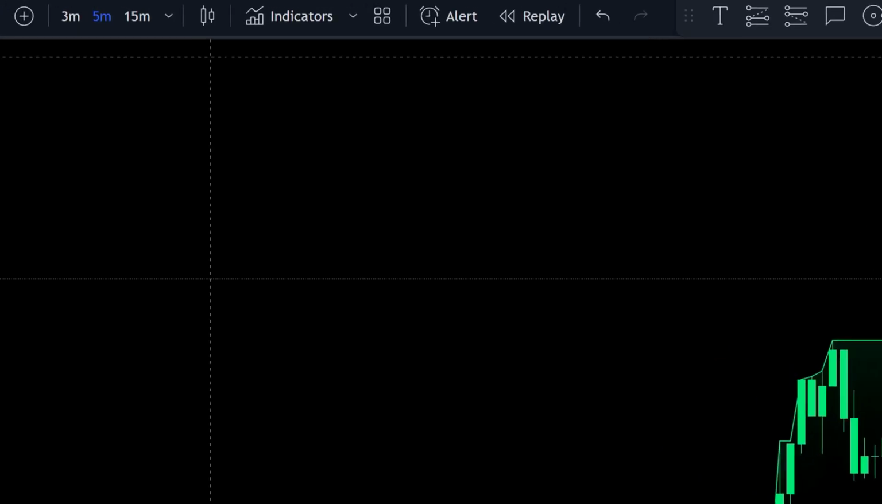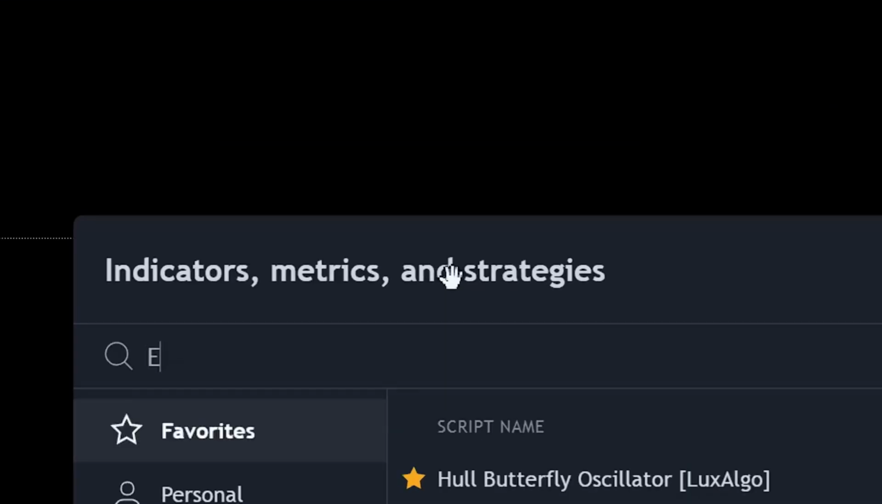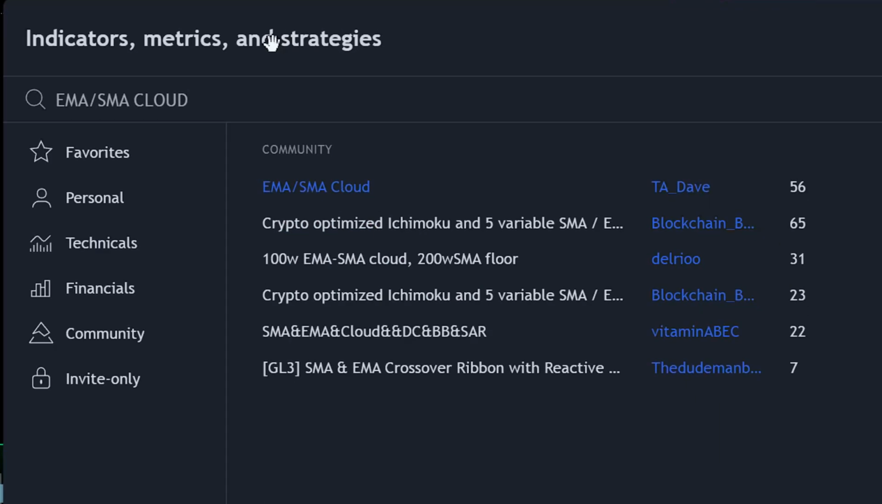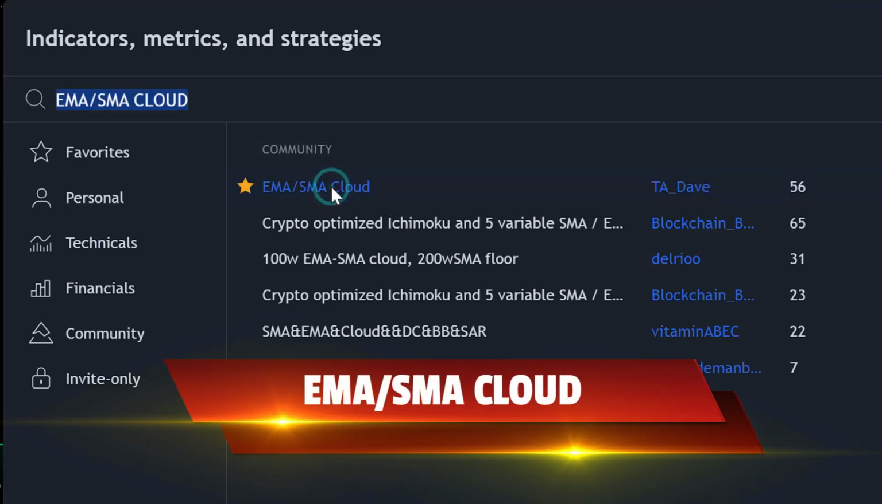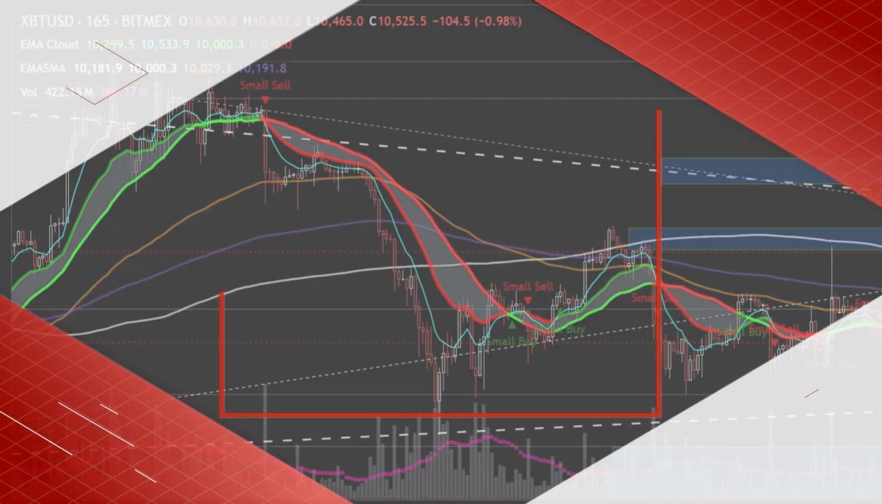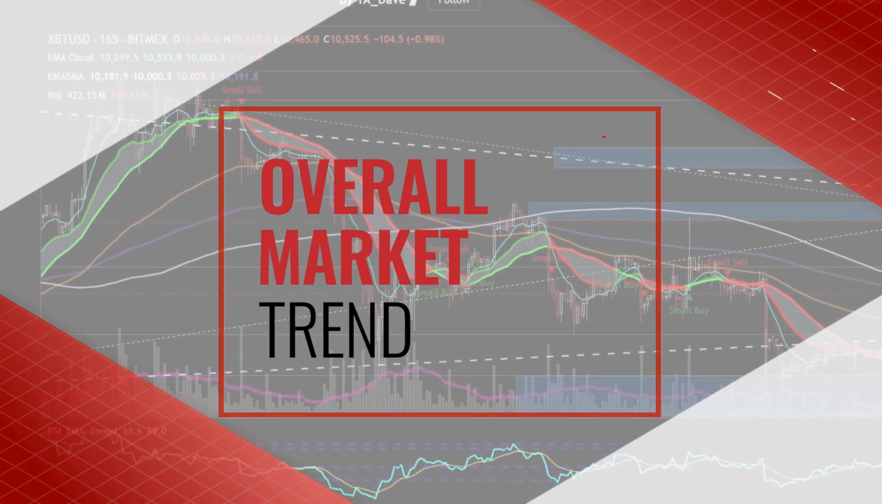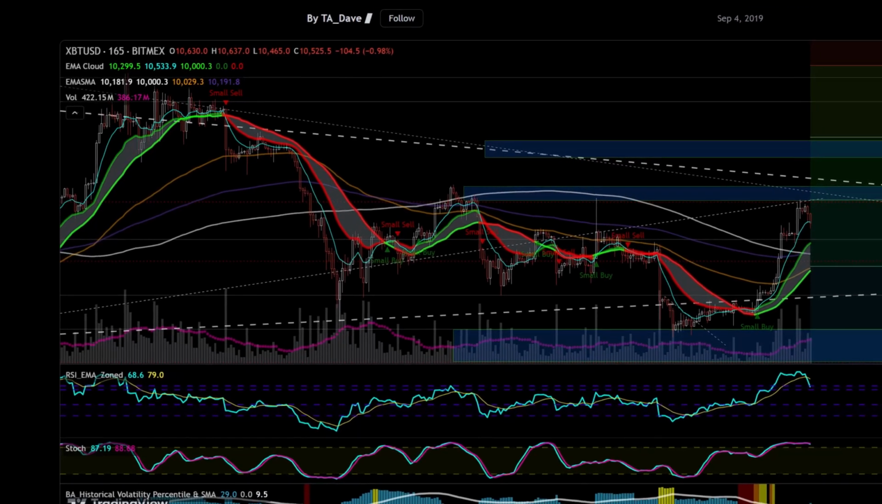Just like before, head back to the indicator section on TradingView again. And this time search for EMA/SMA cloud and hit enter. And add the one created by TA_Dave. This indicator is going to help us clearly visualize the overall market trend, making it much easier to spot those profitable opportunities. It's like having a weather vane for the market, showing us which way the wind is blowing.